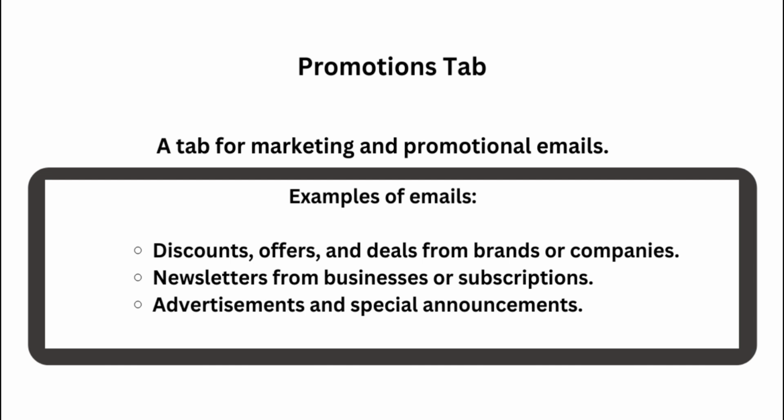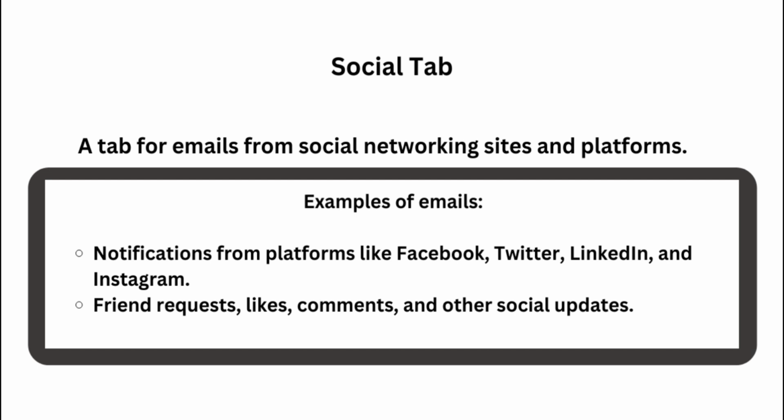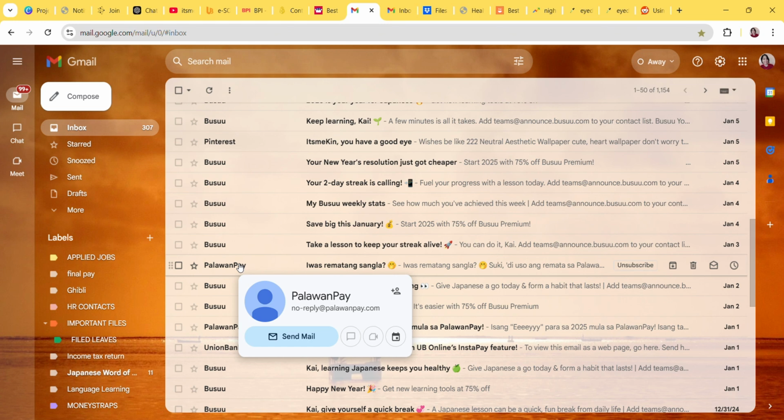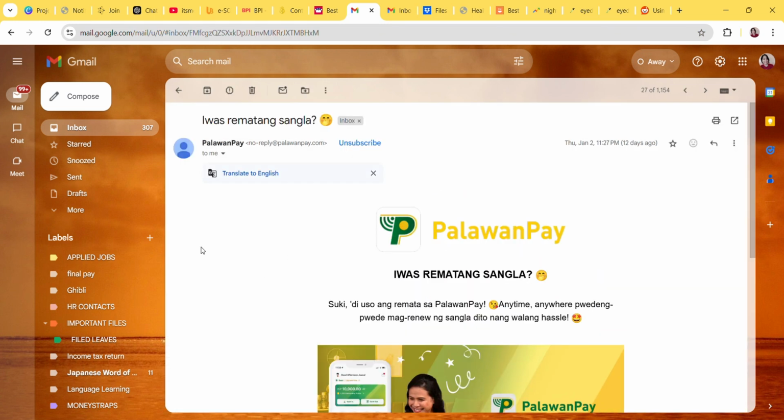Let's say Shein, Lazada, Amazon. Third is social, a tab for emails from social networking sites and platforms. Examples, notifications from platforms like Facebook, Twitter, LinkedIn, and Instagram, and other social updates. Now let's proceed to this unsubscribing newsletter demo.